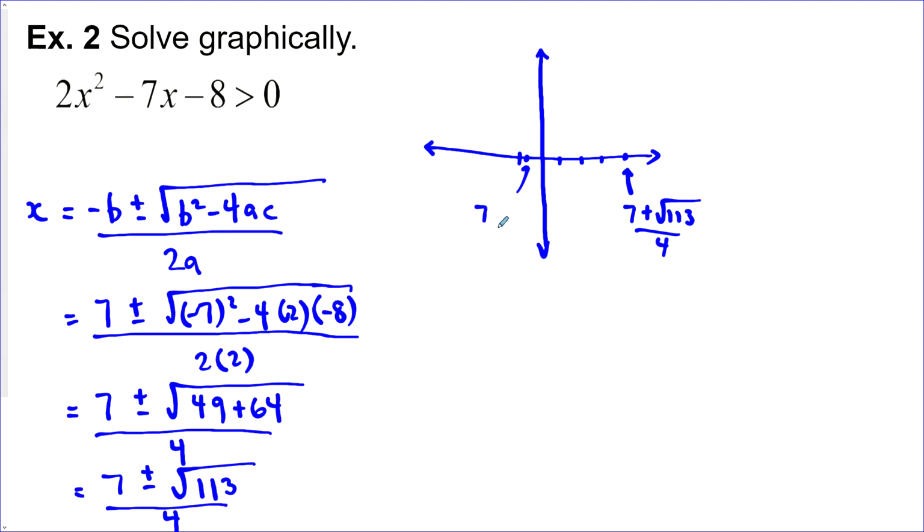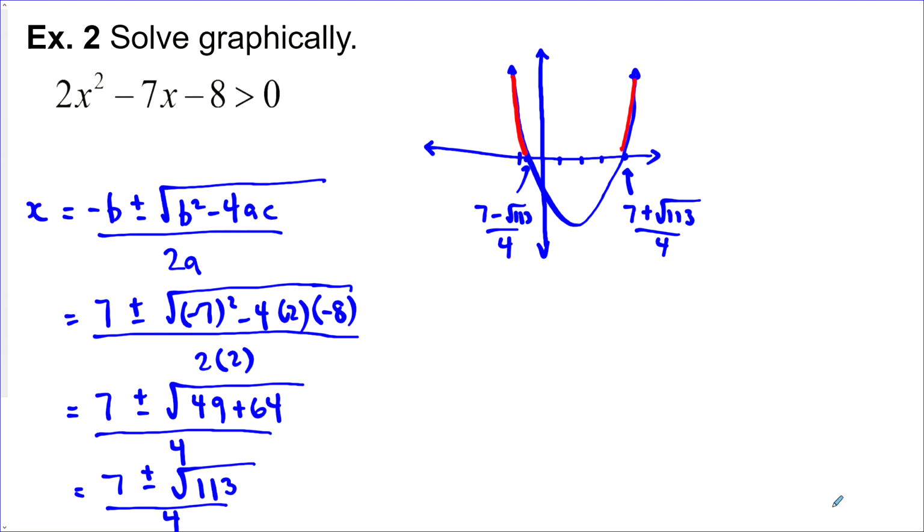That would be 7 minus root 113 over 4. And then this thing opens up because it's got a positive leading coefficient. So this graph comes down here, passes through that x-intercept, and passes through that one. And I don't really care. I don't need the vertex. I don't need anything else. I'm just wondering, where is this graph greater than 0? So if you look at this graph, this time it's the two ends. It's this side and this side that's greater than 0.